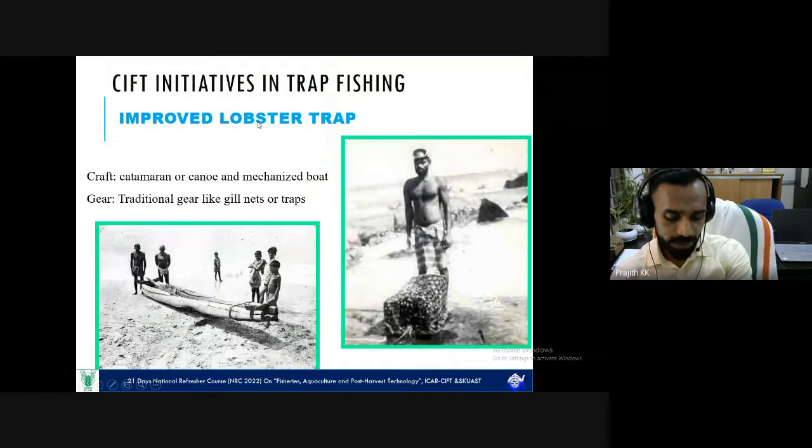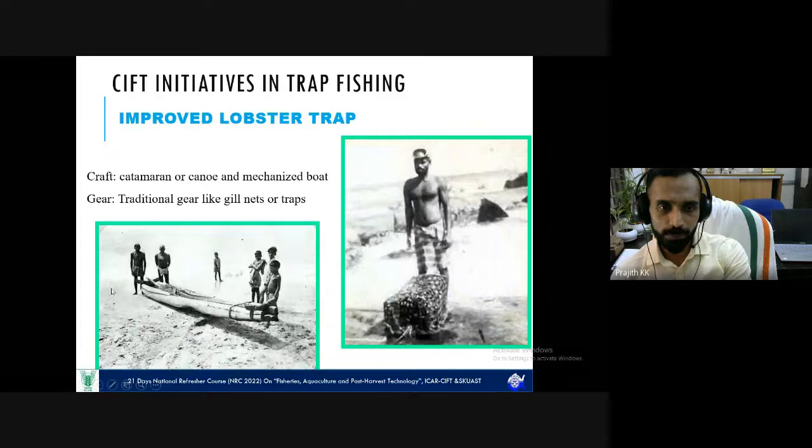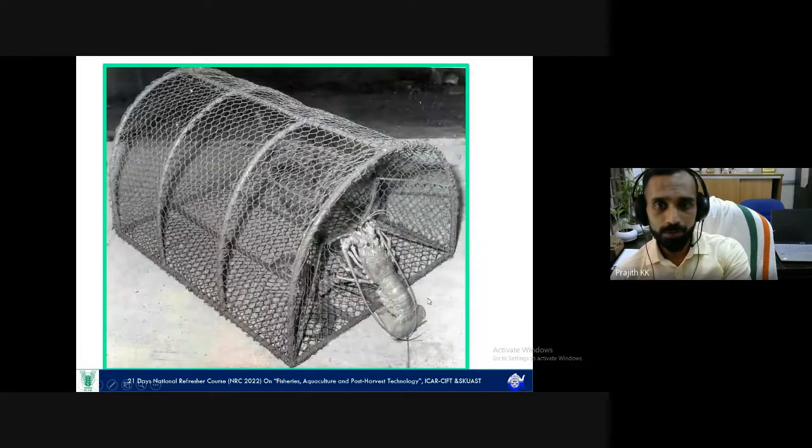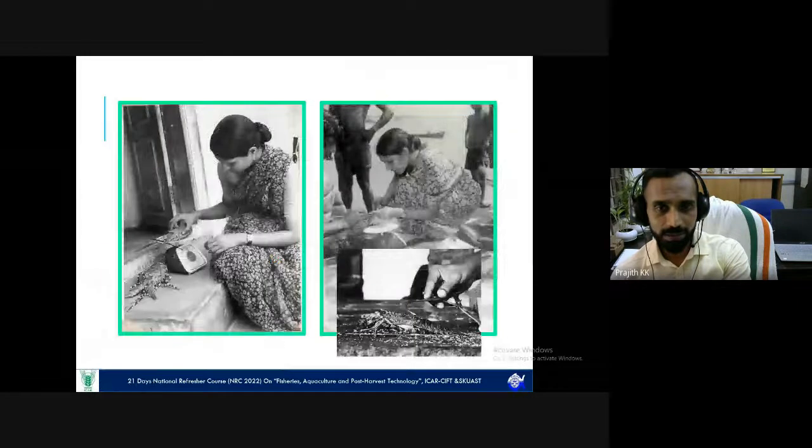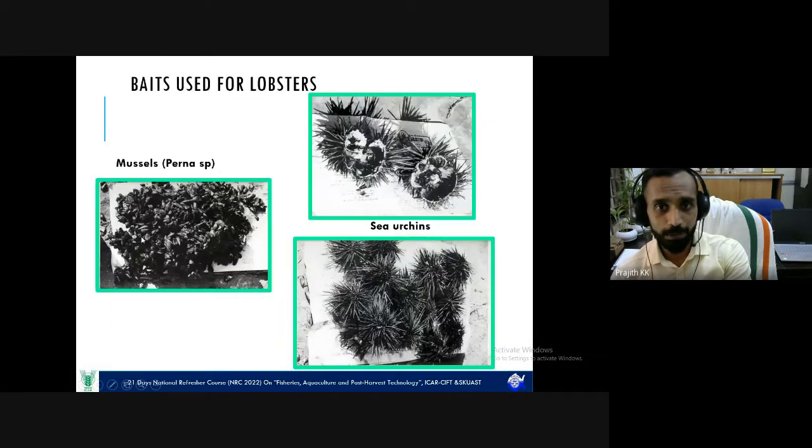Then coming to the initiative from our own institute, we started way back in the 80s. You can see some old photos. This is a catamaran used for deploying the traps. This is the traditional fisherman with a trap. So CIFT has introduced a lobster trap. This is a typical structure of a CIFT lobster trap. This is the catch. You can see them taking the measurement. This is our own previous DDG, Madam Meena Kumari. She is taking the measurement of a trap long back in the 80s.